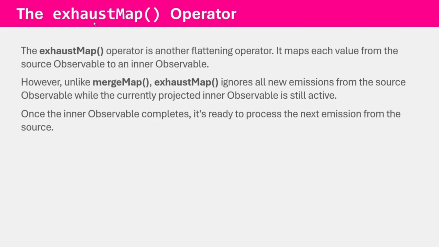So basically what it means is when we use mergeMap, it can run multiple observables in parallel. But what exhaustMap does is it will only process one observable at a time. Once that observable completes, then only it processes the next observable. So while the current observable is in process, it is not going to process any other observable. But mergeMap can process multiple observables together in parallel. So this is the difference between exhaustMap and mergeMap.